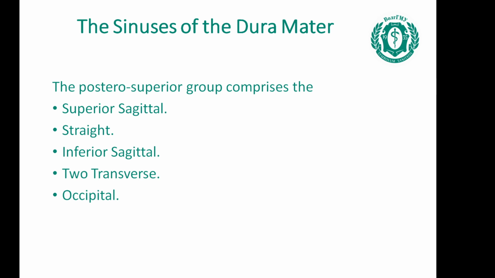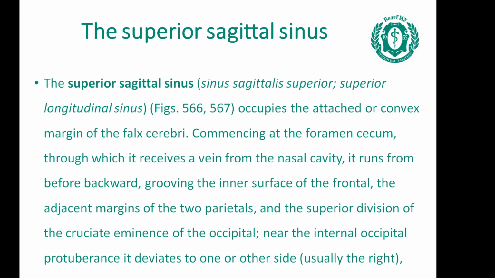You can see 5 positions. The superior sagittal sinus, in Latin sinus sagittalis superior, or superior longitudinal sinus, occupies the attached convex margin to the falx cerebri, commencing at the foramen caecum, through which it receives a vein from the nasal cavity.